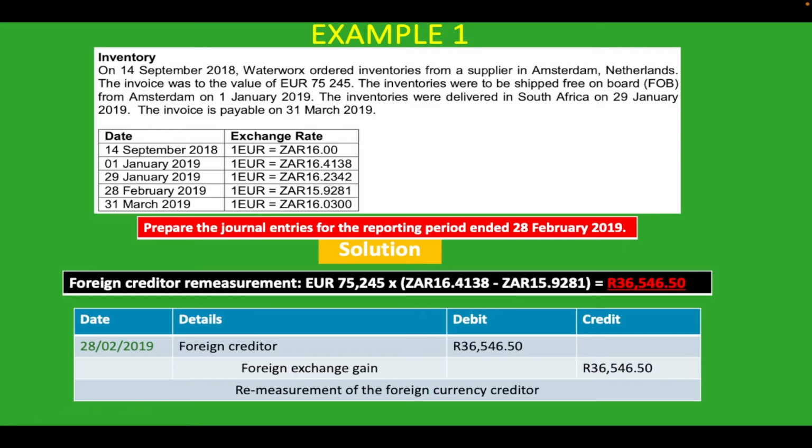So we have to do the exact same calculation that we've done here. We're going to take the 75,245 euros multiplied by, open bracket, what is my previous spot rate, that is the 15.9281, and then we deduct our current spot rate at the date of payment, 16.03, and then you close bracket, and that will give us either a positive or negative. I already know it's going to be a negative, a foreign exchange loss, because we're now paying more for every euro when we actually have to pay our supplier on the 31st of March 2019.